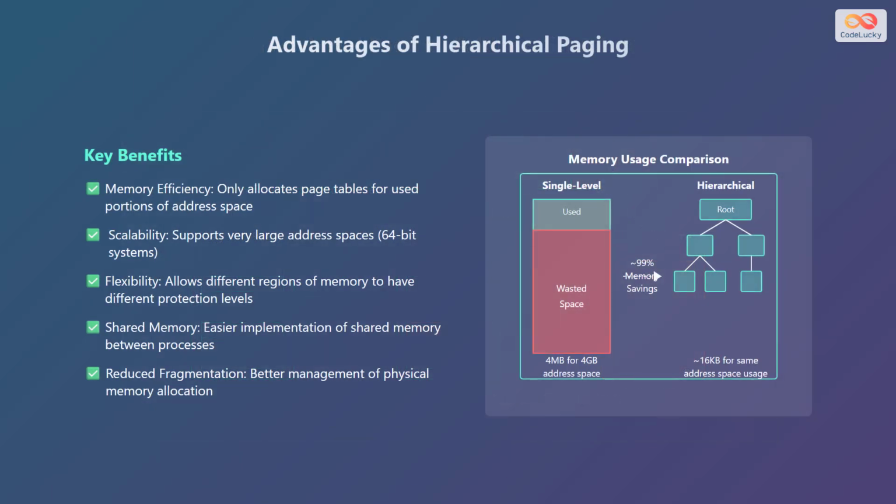Hierarchical paging offers several key benefits. First, it provides memory efficiency, allocating page tables only for the portions of the address space that are actually in use. It provides scalability, supporting very large address spaces, such as those found in 64-bit systems. Hierarchical paging also offers flexibility, allowing different regions of memory to have different protection levels. It simplifies the implementation of shared memory between processes, and it reduces fragmentation, leading to better management of physical memory allocation. As shown in the diagram, hierarchical paging significantly reduces memory wastage compared to single-level page tables.